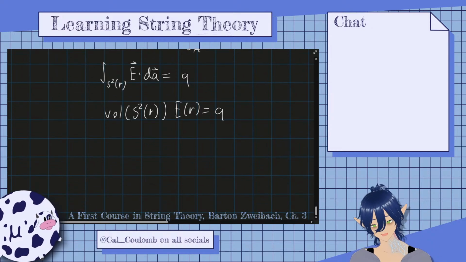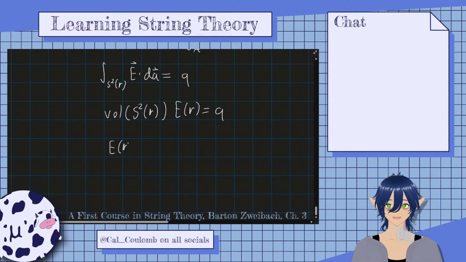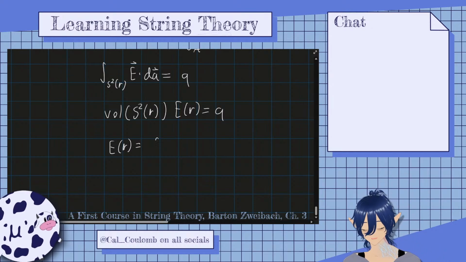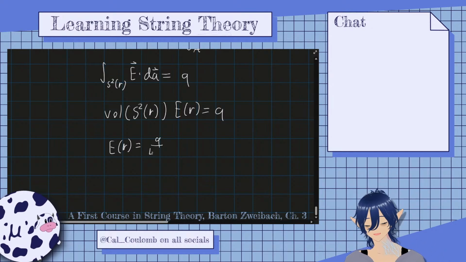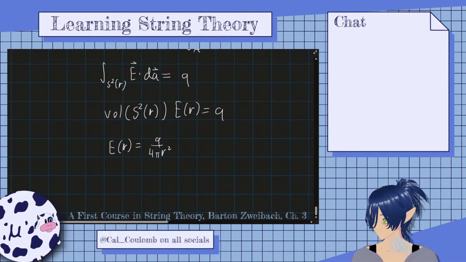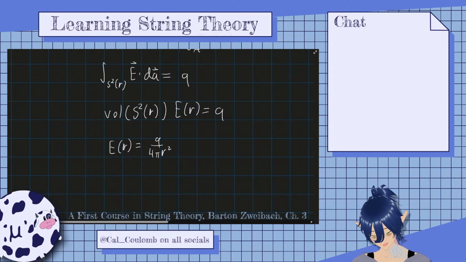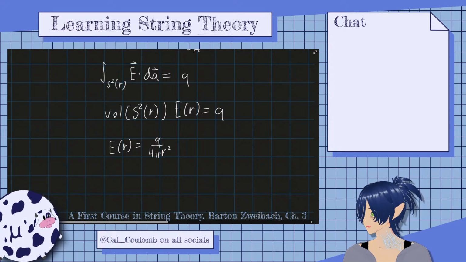And the volume of the two-sphere is just 4 pi R squared, so E of R is equal to Q over 4 pi R squared. If you're taking E&M and you're watching this, you'll notice something's a little fishy. There's an epsilon naught that's missing.